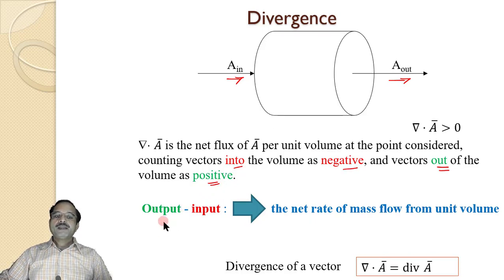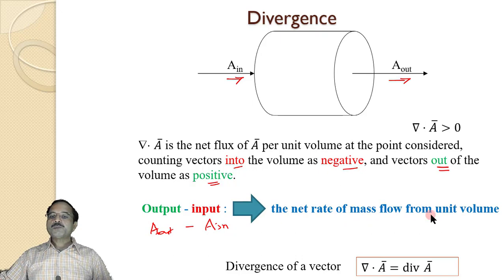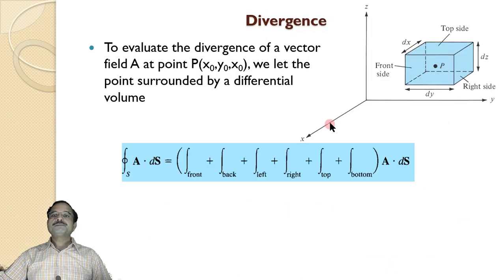So if I take the difference between the field which is going out minus the field which is entering in, that is the net rate of mass flow from this unit volume. So this is how we use divergence.